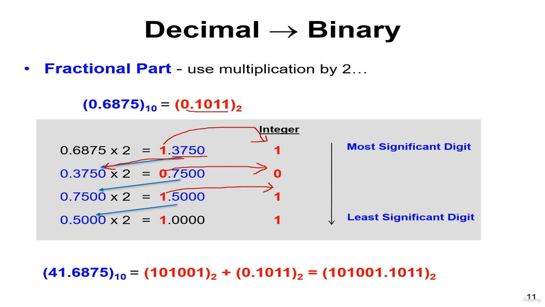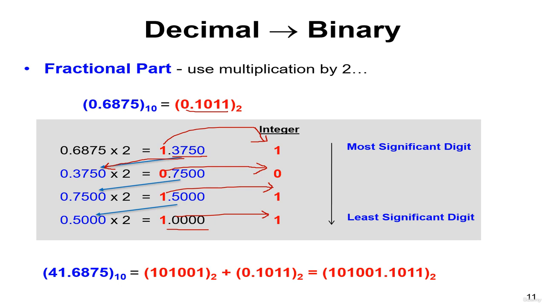and we would keep on doing this multiplication till the fractional part becomes 0, right? So it would give us 1.0, right? So this number would be written. Now the arrow which is used for the most significant and the least significant is opposite to that used in the integer part, right?